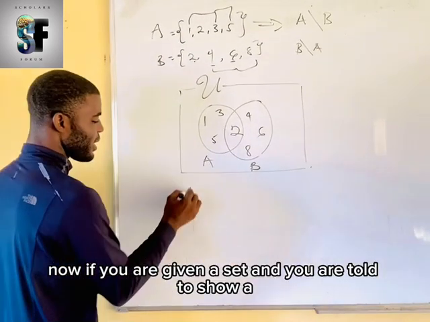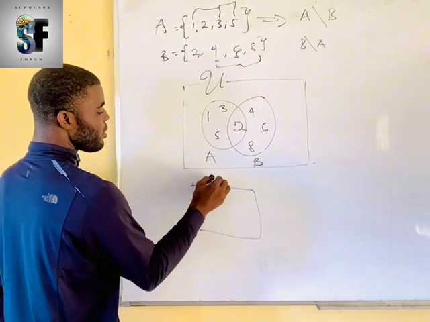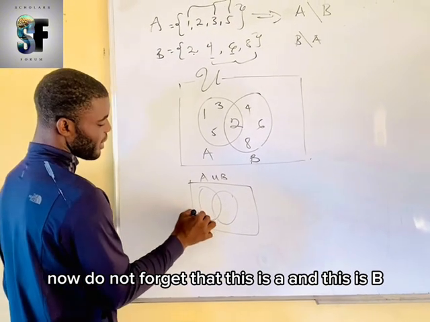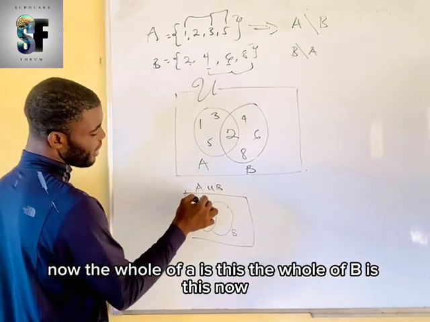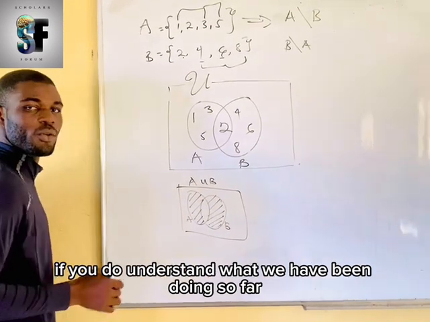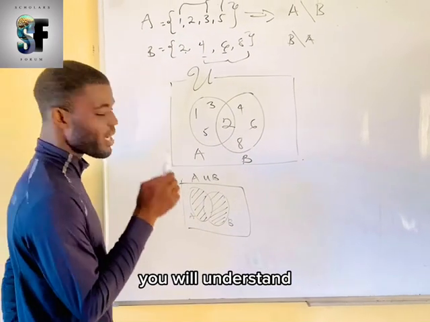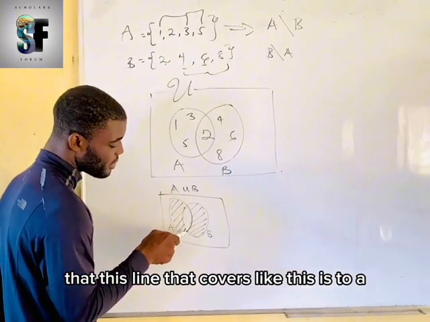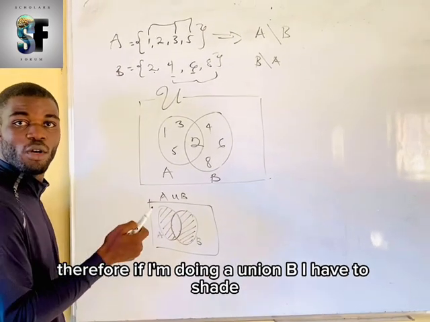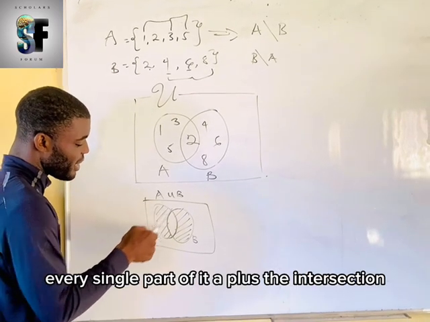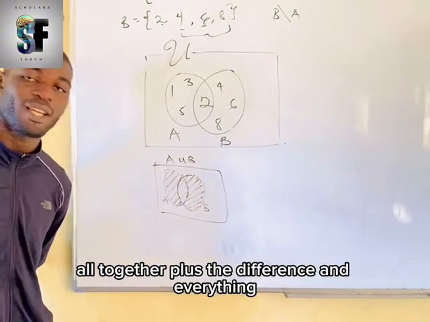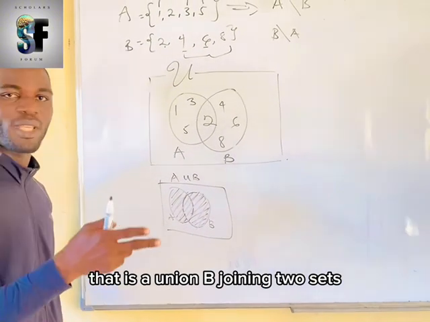Now, if you are given a set and you are told to show A union B, how do you show that? Do not forget that this is A and this is B. The whole of A is this. The whole of B is this. This line that covers like this is still A, and this one that comes like this is still B. Therefore, if I'm doing A union B, I have to shade every single part of it: A, plus the intersection, plus the difference and everything. That is A union B, joining two sets together.